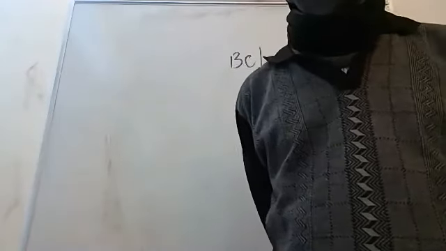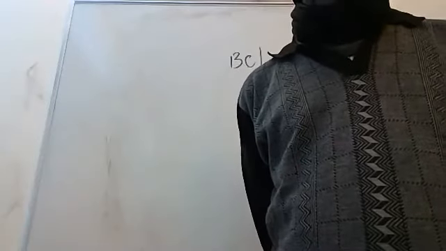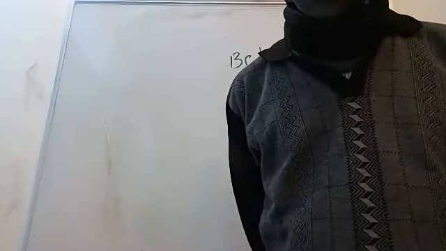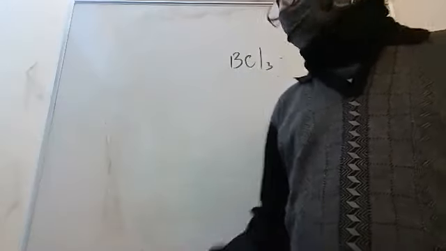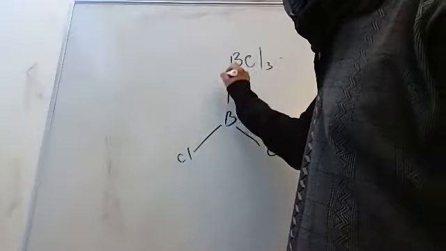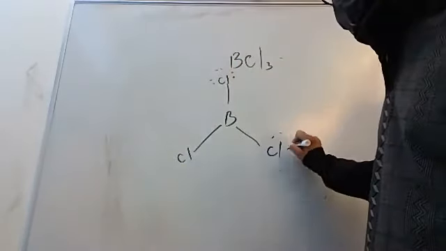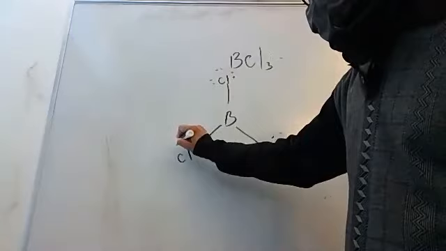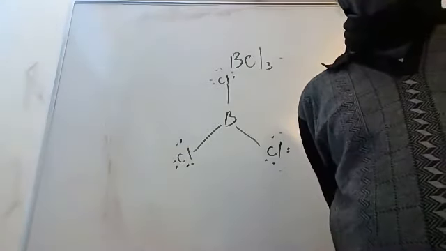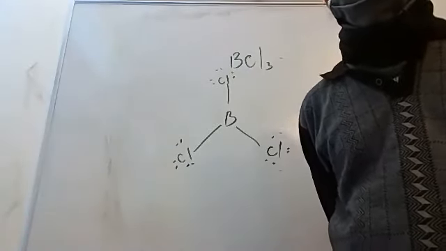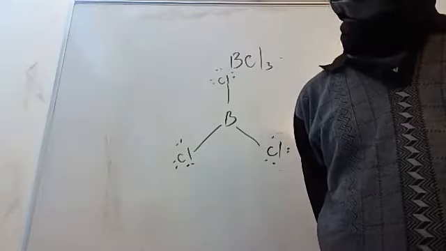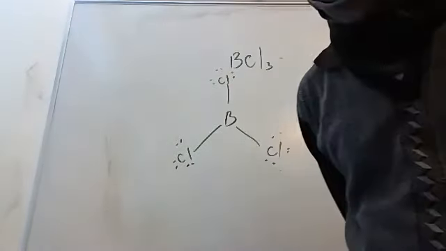What's the first thing that we need to do when we are given a molecule and asked to write the point group symmetry? The first thing is we need to write the Lewis structure of the molecule, right? So when you write the Lewis structure, you will find it's B and 3 Cls. Each chlorine has 3 lone pairs. Boron has no lone pair. It has only 6 electrons around it. It's an octet deficient molecule.